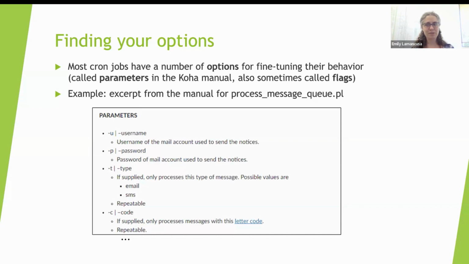So it does allow you to specify a username and a password if you want to send from a different email address than what your system is configured to do by default. You can specify if you only want it to send email notices or if you only want it to send text message notices, if your system is set up to send both but you don't want to send both all the time. You could specify which type of notice you want to send. And you can also specify a specific letter code. So if you want to have one separate run of process message queue that only sends your overdue notices, for example, you have that option as well.